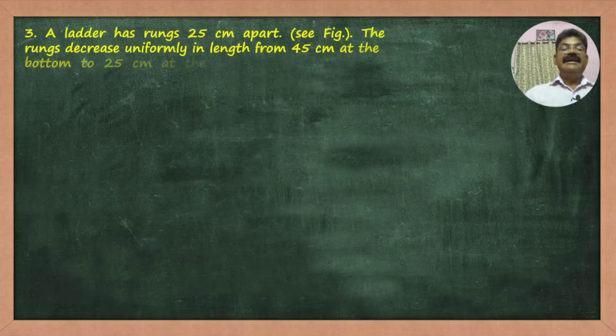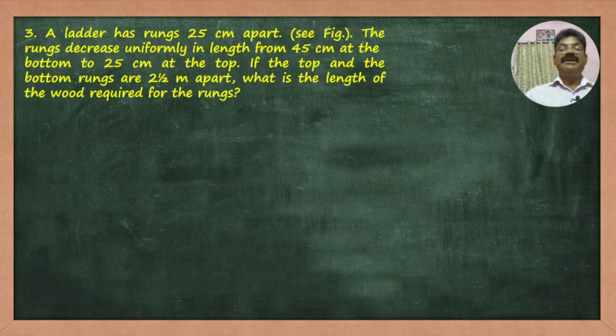Third problem. A ladder has rungs 25 centimeter apart. The rungs decrease uniformly in length from 45 centimeter at the bottom to 25 centimeter at the top. If the top and the bottom rungs are 2.5 meters apart, what is the length of the wood required for the rungs? So you have to add all the lengths of the rungs. Here, the length of the rungs from bottom to top will follow a pattern. The lengths will be an arithmetic progression. Okay.